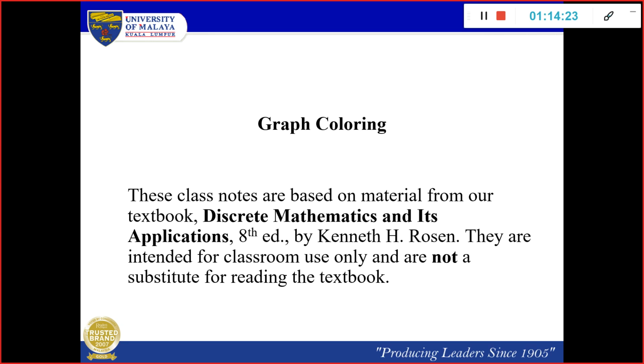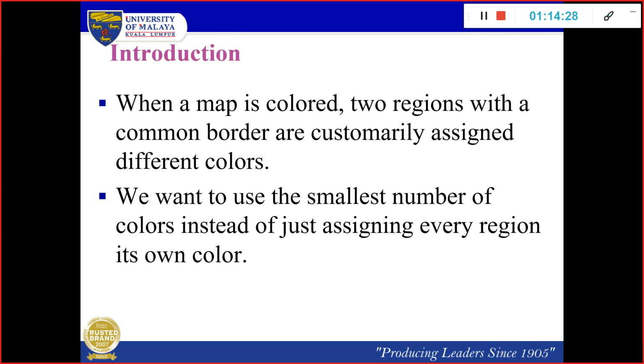This is the final part of today's lecture, graph coloring. When a map is colored, two regions with a common border are customarily assigned different colors. You can see with any map in the world, even Malaysia, you cannot color two adjacent regions, like Perak and Kedah, with the same color. We want to use the smallest number of colors instead of just assigning every region its own color.